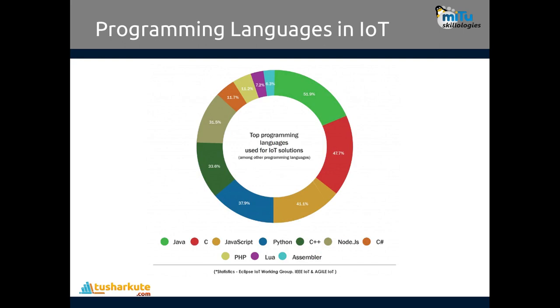Now, what are the programming languages required? See, this statistic is shown for the IoT working group in IEEE IoT and the Agile IoT group. So their survey is showing the IoT application programming languages here. You can check it out, what the current scenario is. From the current scenario, the highest number of devices are deployed by using Java, almost 52% of devices in IoT are using Java.